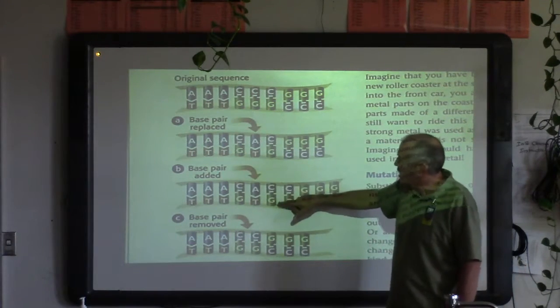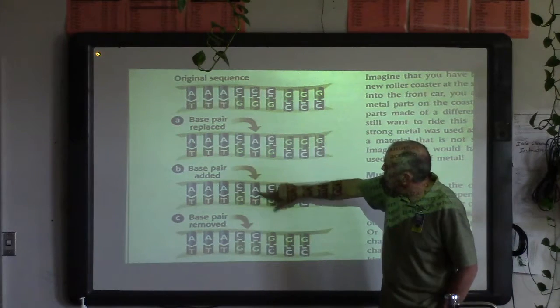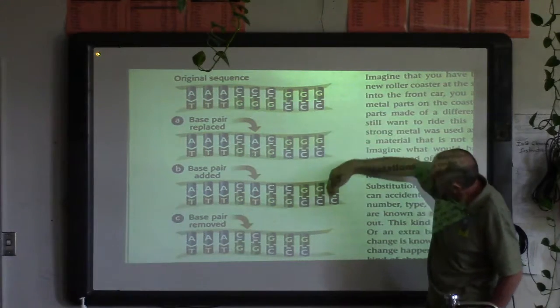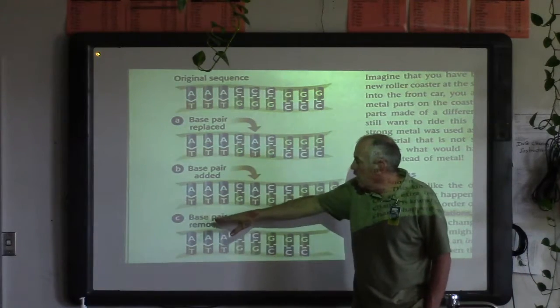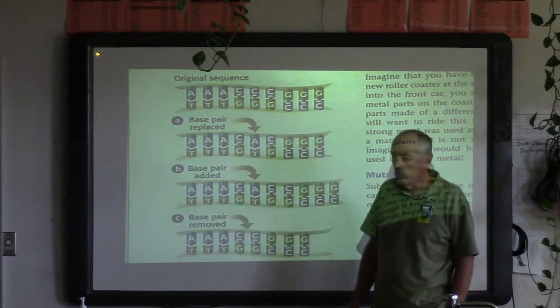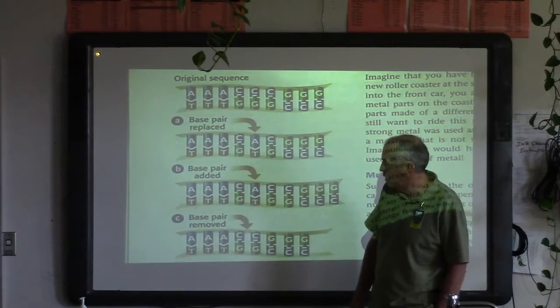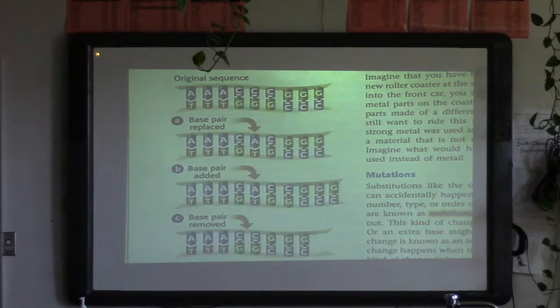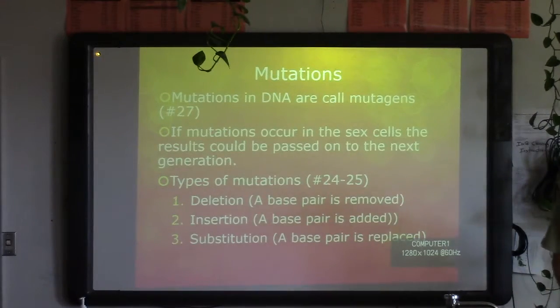Here's a base pair where it's added. So it is plainly added an extra A and a T. See how there's one added? See this a little bit longer? Got that? And then another kind of mutation, the base pair is deleted, removed. See how this is one short? That one's totally taken out. So that's how different mutations can occur. Go back to the computer, and we'll move on. All right.